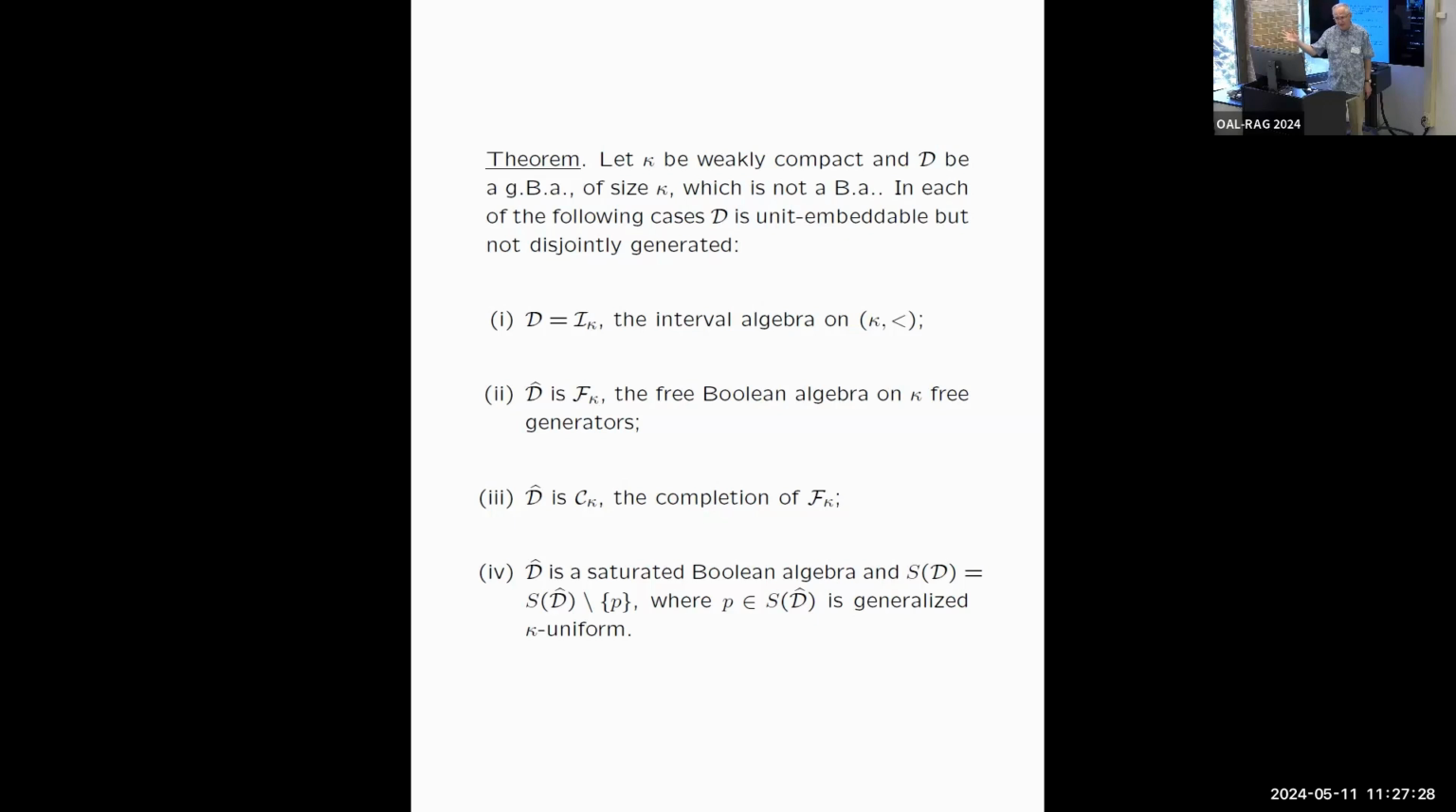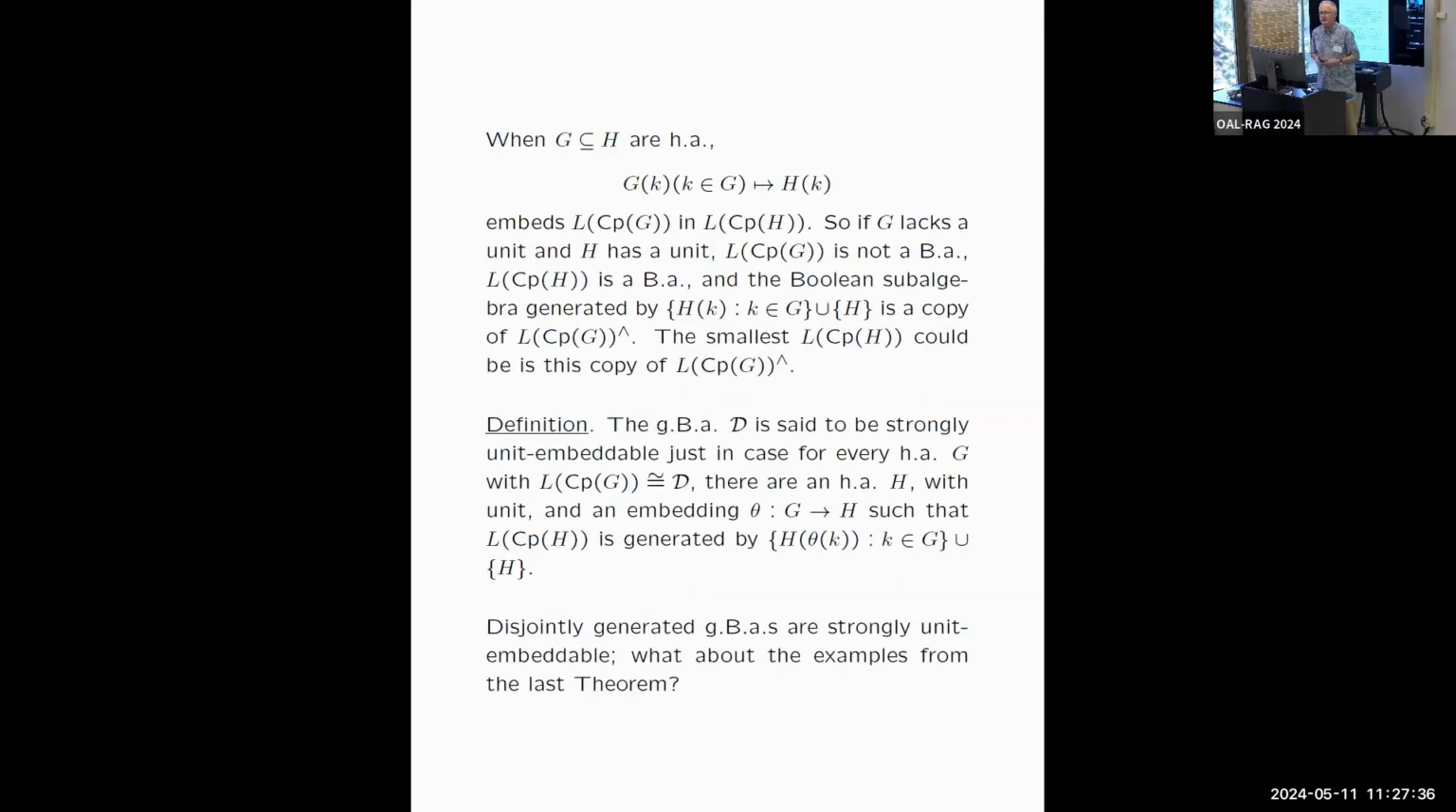So if you have hyperarchimedean L groups, you can embed the distributive lattice associated with the smaller one, G, into the slightly bigger one associated with H in just an obvious way. And so if the original hyperarchimedean L group doesn't have a unit, but the new one has a unit, the distributive lattice associated with G is not a Boolean algebra. The distributive lattice associated with H is a Boolean algebra. Its top element will be the unit of H.